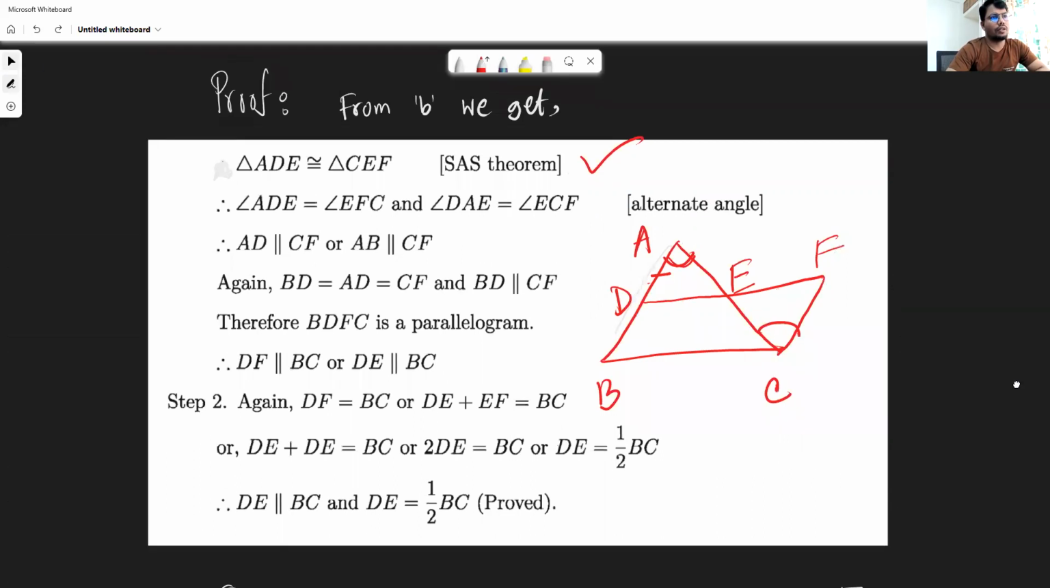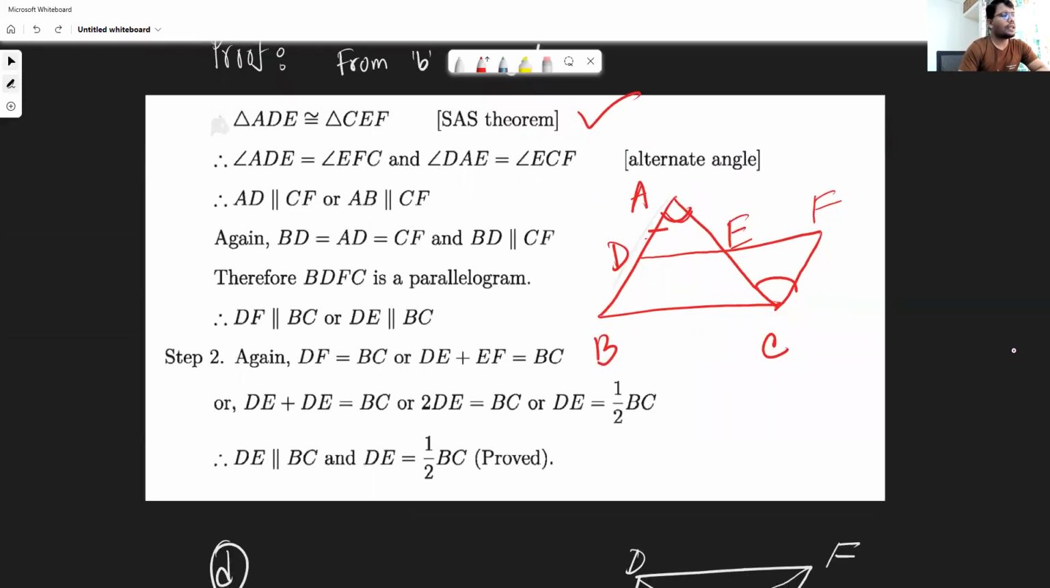Okay. Here, step: AD and CF, this is the side AD and this side the CF, they are also the same because the triangles are congruent, that's why the sides must be the same. AD and CF are both also parallel. BD equal to AD, BD equal to AD equal to CF, because AD and CF are the same due to congruence.